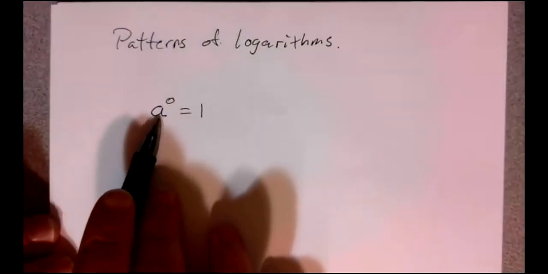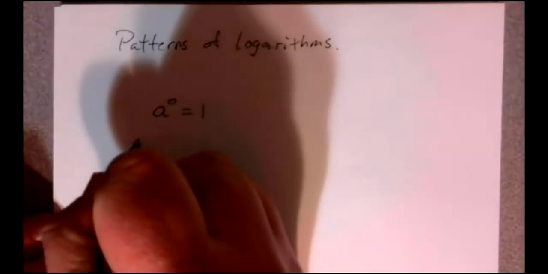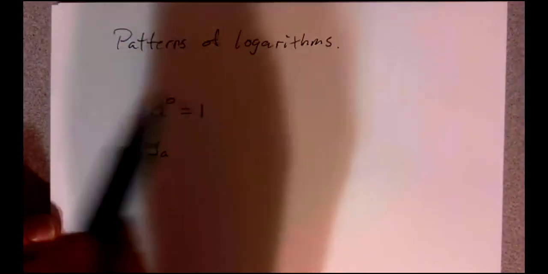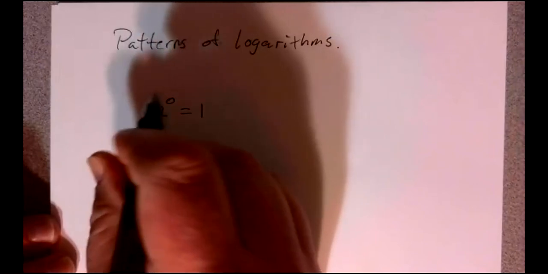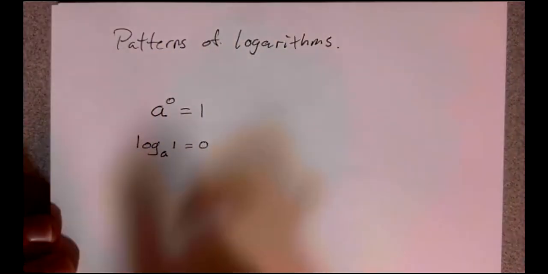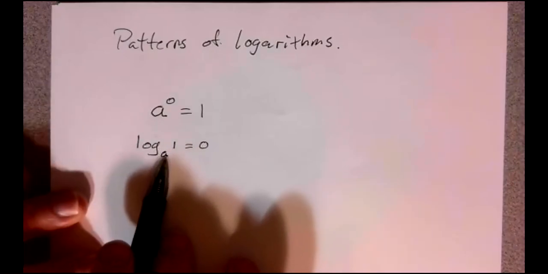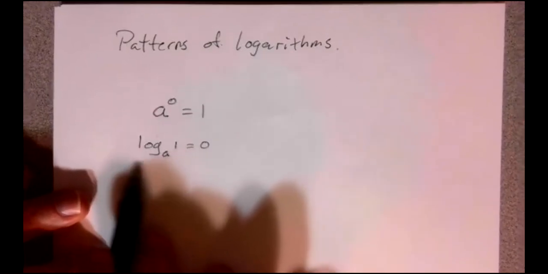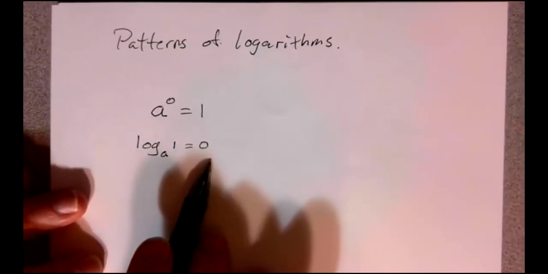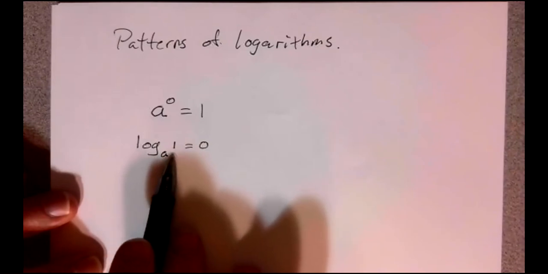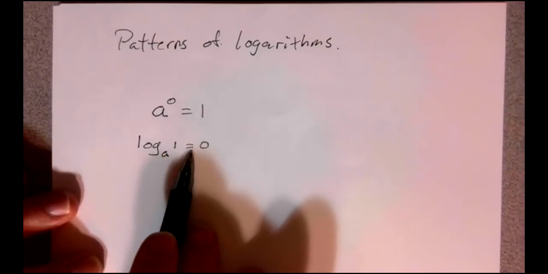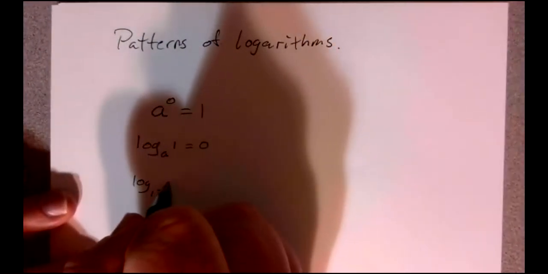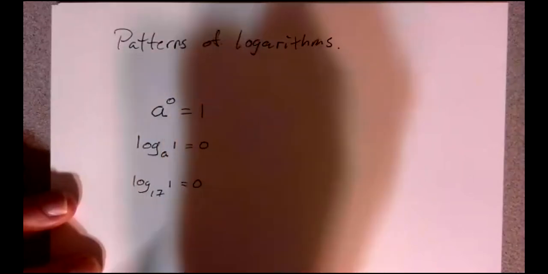So our base here is a, so if we switch this to logarithmic form, we could say log base a of 1 equals 0. So this pattern says that regardless of what my base is, if the argument is 1, then the whole thing is going to be equal to 0. So for example, if I had log base 17 of 1, that equals 0.